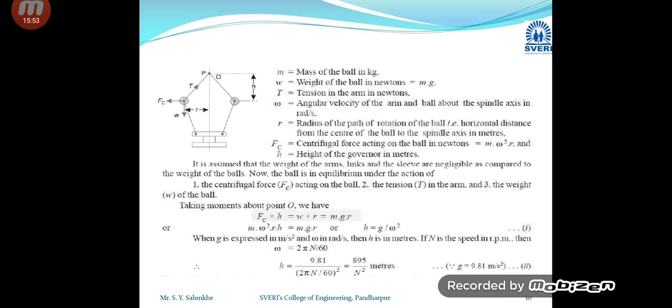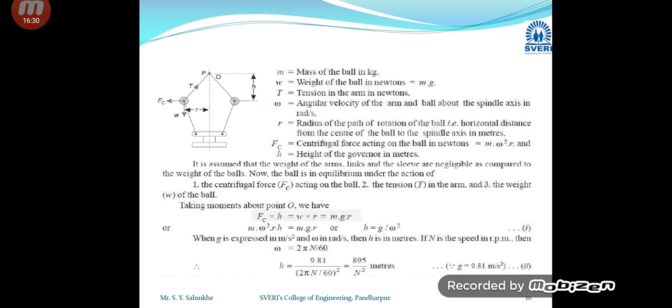Now this w is nothing but m into g. So we can write the centrifugal force F_c multiplied by h is equal to mg into r. For this centrifugal force, we can also write it in terms of omega, r, and mass, that is m omega square r, multiplied by h is equal to mg into r. So m will get cancelled and r will get cancelled. Finally we get the equation h is equal to g divided by omega square.